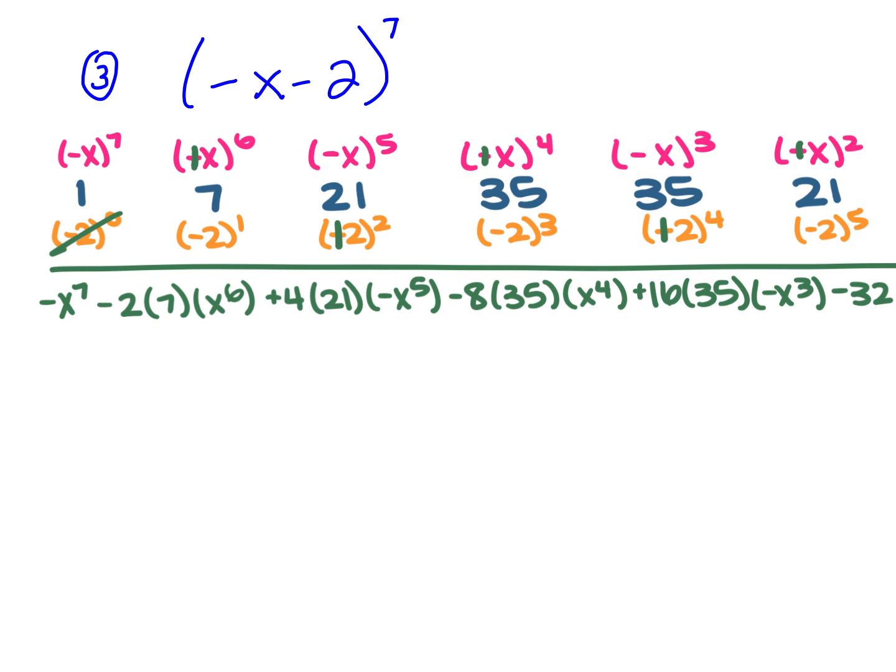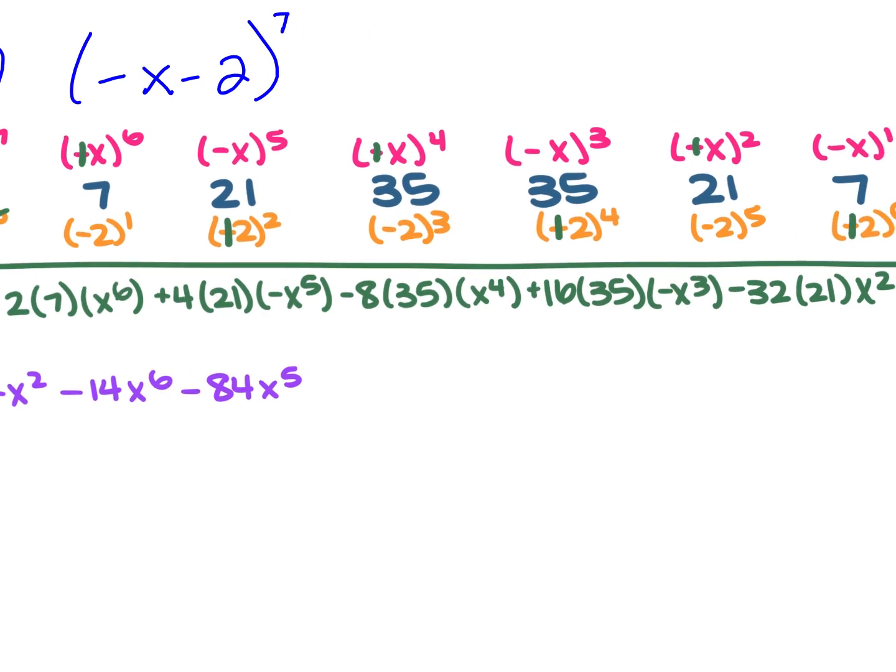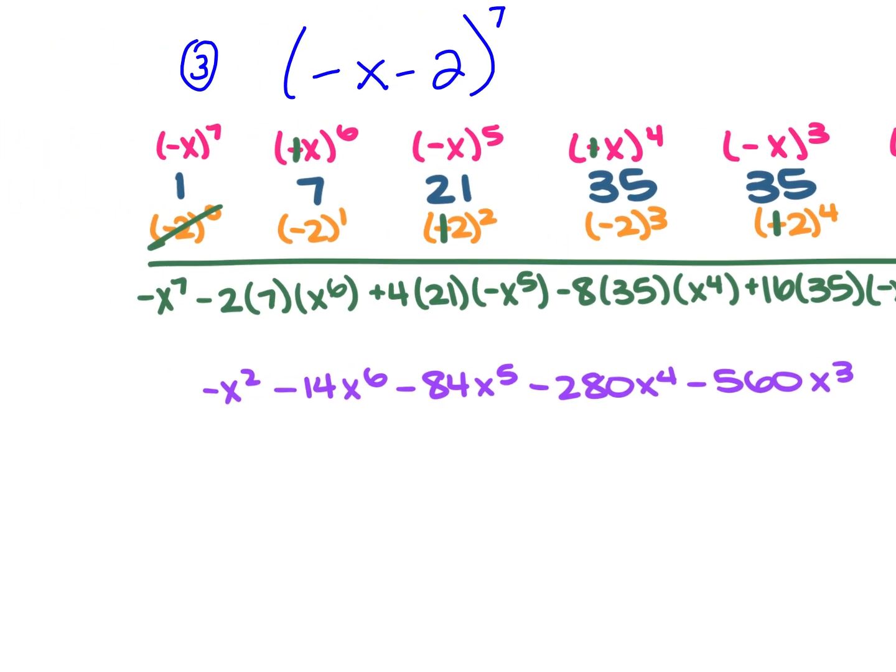So we're going to have negative x to the 7th minus 14x to the 6th minus 84x to the 5th. And you have negative 8 times 35, which is negative 280x to the 4th. The 35 times 16 times negative x cubed is negative 560x cubed.